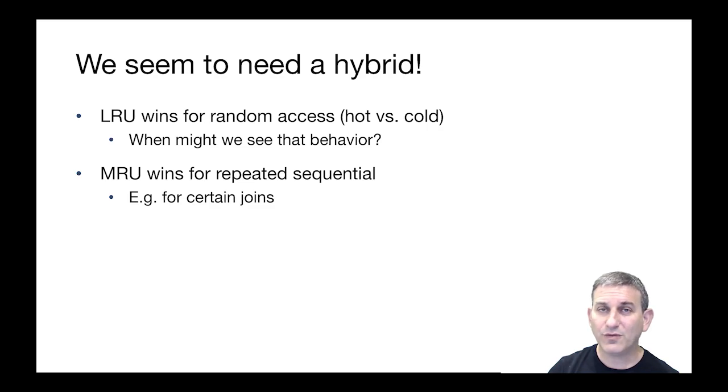But MRU wins for repeated sequential scans of the sort we see in certain join algorithms, or in repeated access to a file when you have to do iterative scans over the file. And so we want to have something that's a hybrid of both that does well. This was noted in the early days of database systems, and there have been various ways of coming up with hybrids in the literature.